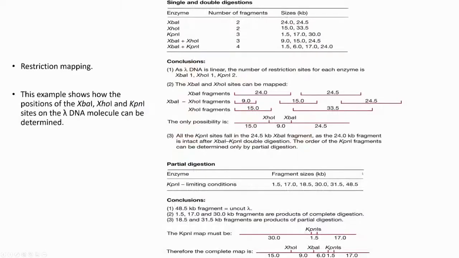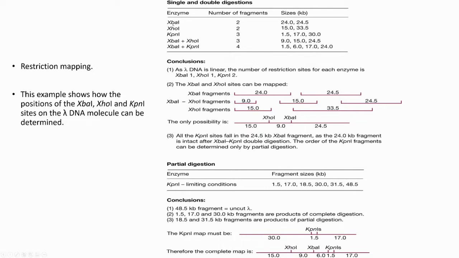And then another example here, okay? So for example, this restriction mapping again. A single linear DNA molecule: you cut with SbaI, it gives you two fragments, 24 and 24.5. And then if you cut with SphI, it gives you two fragments, 15 and 33.5. If you have a double digestion, SbaI and SphI, it gives you three fragments: 9, 15, 24.5. So based on these three data, let's try to resolve where the enzyme locations are.